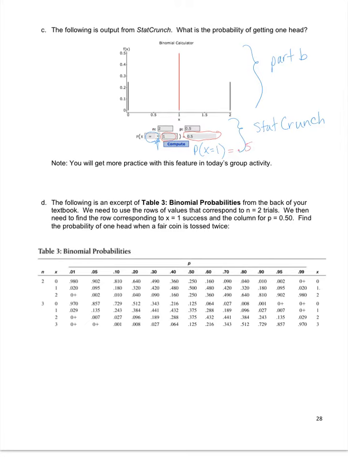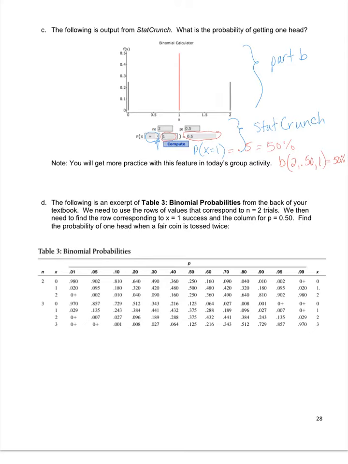So this is again confirming what we got from the previous 2 methods, that the probability of getting one head when you toss a coin twice is 50%. Using that notation, we had 2 trials, probability of success is 0.5 or 0.50, there's one head, and we just found that that probability is 50%. All right, note you're going to get more practice with this feature in today's group activity.